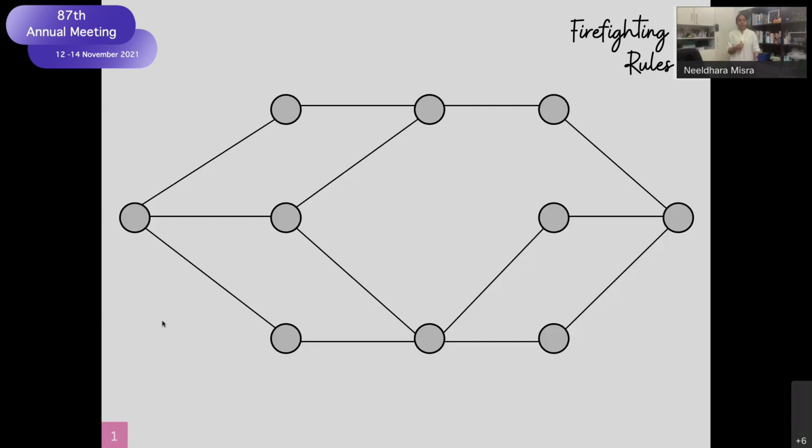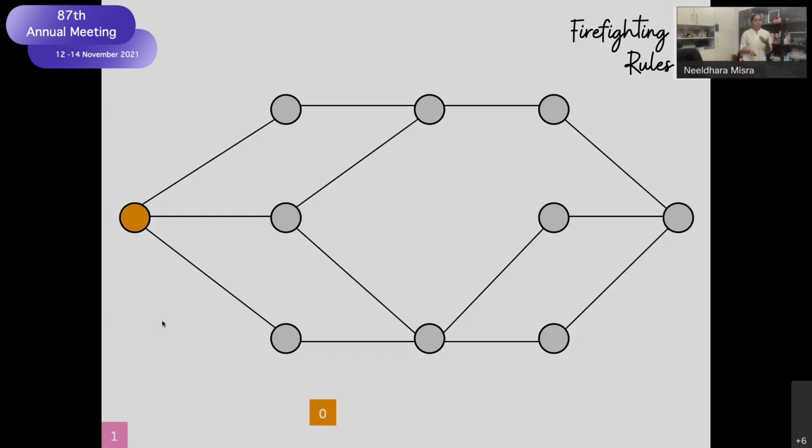So firefighting is the problem of trying to understand strategies for stopping the spread in its tracks. So we abstract this out and model it as a turn-based two-player game. You can think of the two players as being the fire, the propagator, and the protector. So the fire is propagating and the protector is trying to stop the propagation in its tracks.